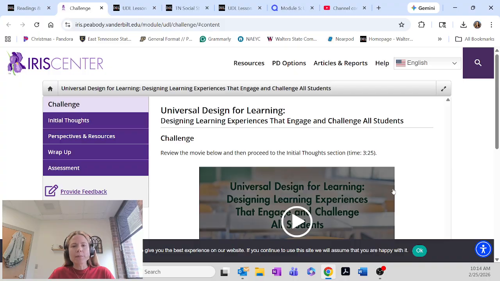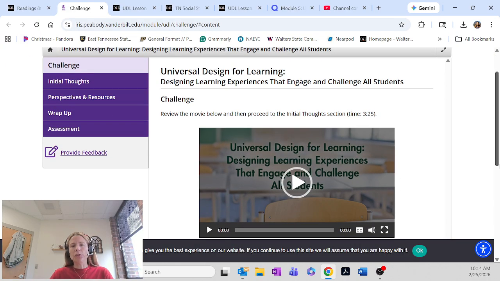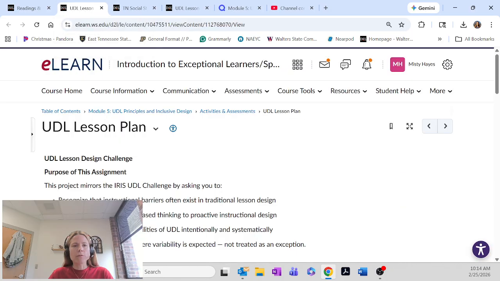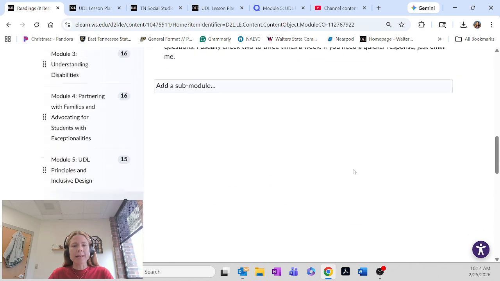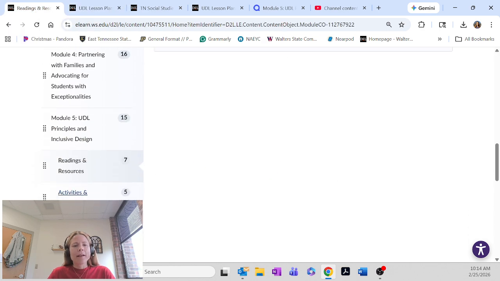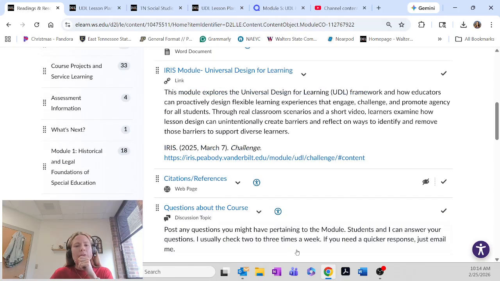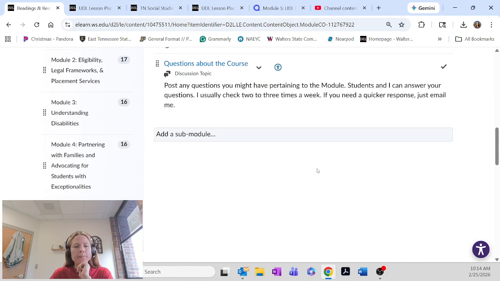So this one is specifically about how you design learning experiences that engage and challenge all students through the UDL principles. So again, make sure that when you're finished with it, you also do the assessment, because it's a wonderful way for you to gauge your knowledge and test your skill set. I would recommend that you read chapter 5 before you complete the IRIS module though.